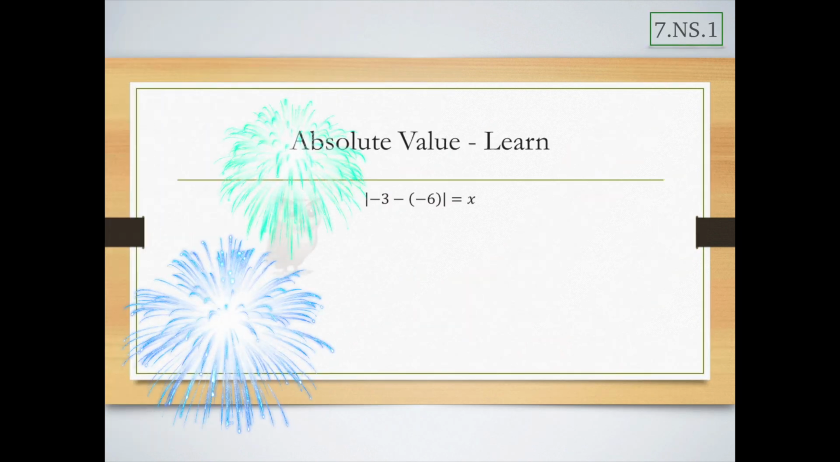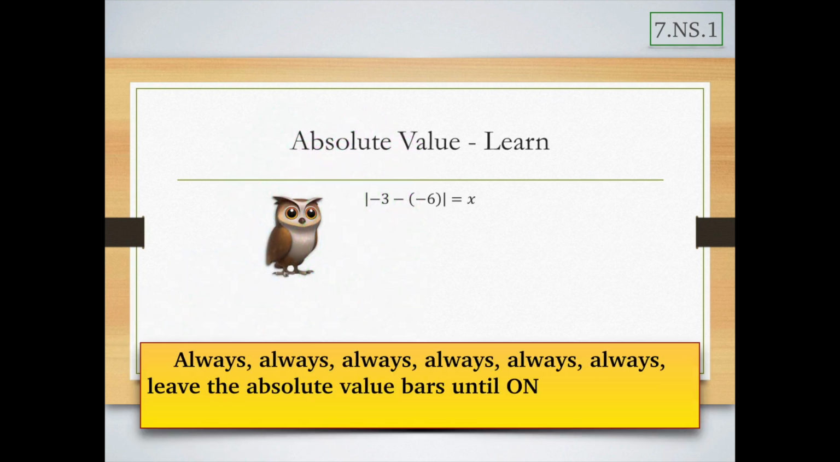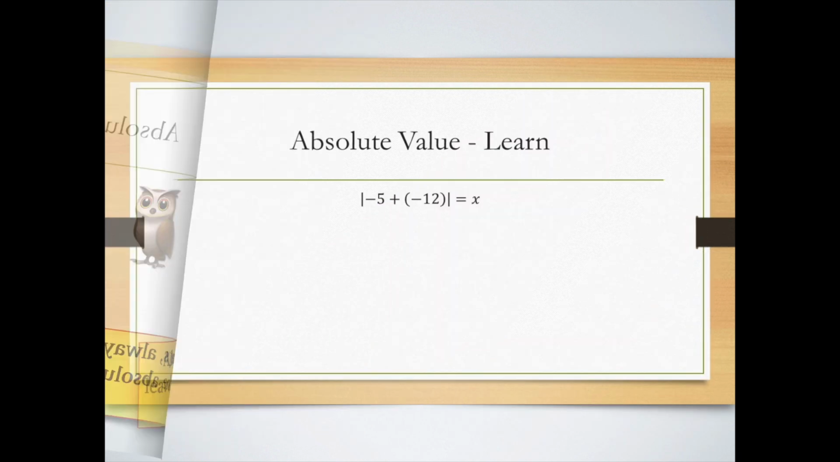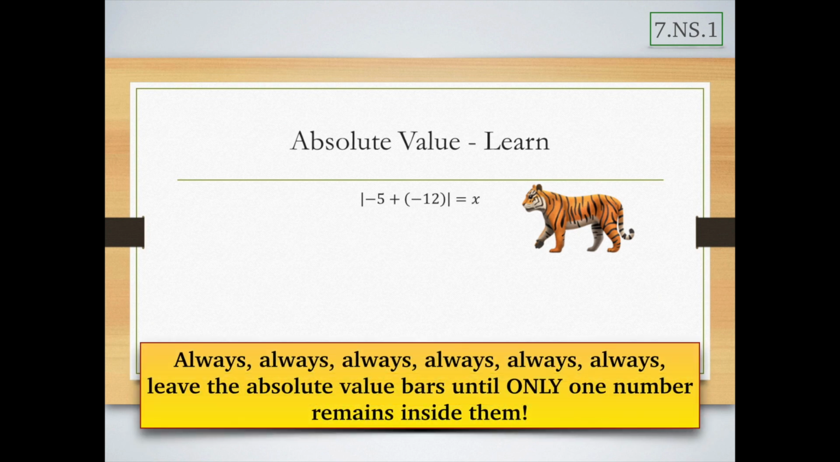That looks almost exactly like the last problem, but instead of plus negative 6, it is minus negative 6. In my class we discussed that when you have two negative signs, or minus a minus right next to each other, that turns into plus. So rewrite that first, then solve and get one number inside the absolute value bars, and determine what the absolute value of that is. Here's one more problem for you. Tiger is looking at the absolute value of negative 5 plus negative 12. Add those together, leave them in the absolute value bars and move on.